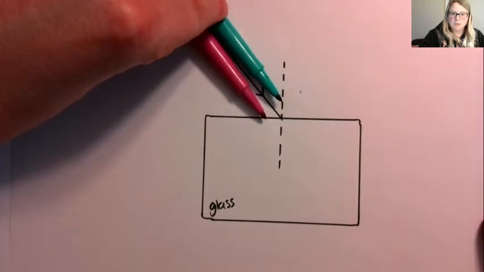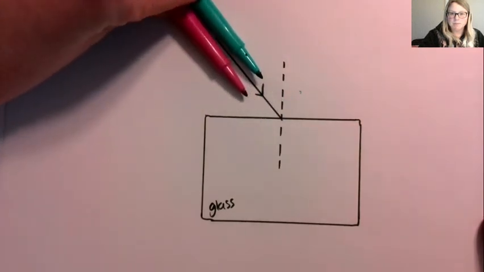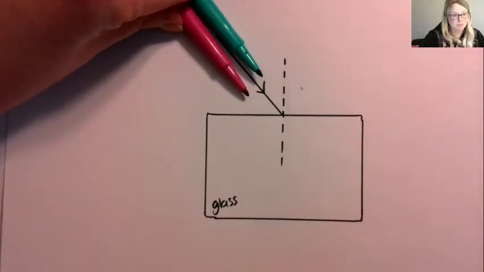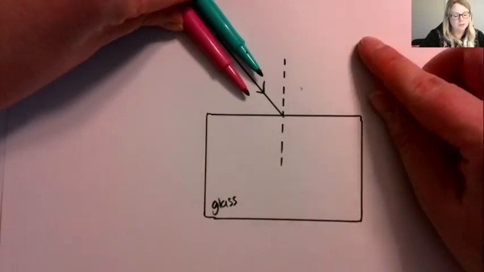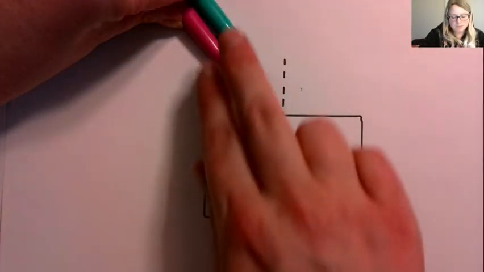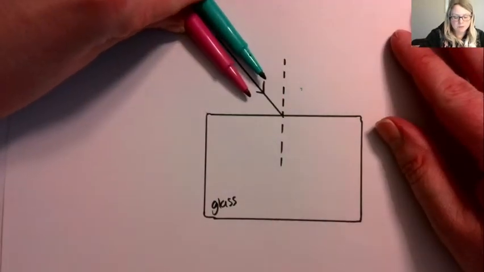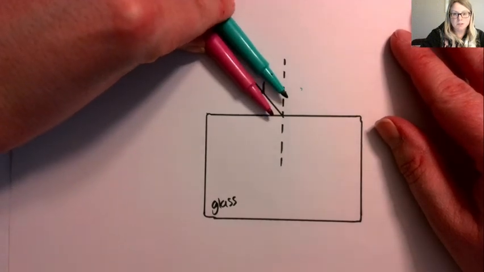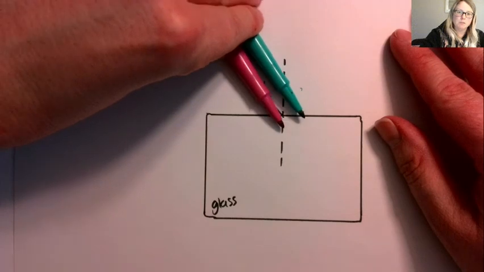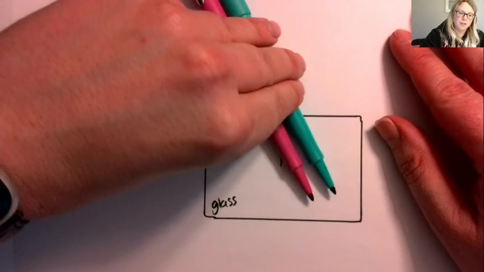Okay, so that's one way I wanted to show you and help you understand why that change in direction happens, because this is really tricky to get your head around. So if you try and model this for yourself as well, with two different coloured pens, travel along, see which one hits first. Pink one's hitting first, so it's going to slow down first, and it ends up making the whole thing change direction.